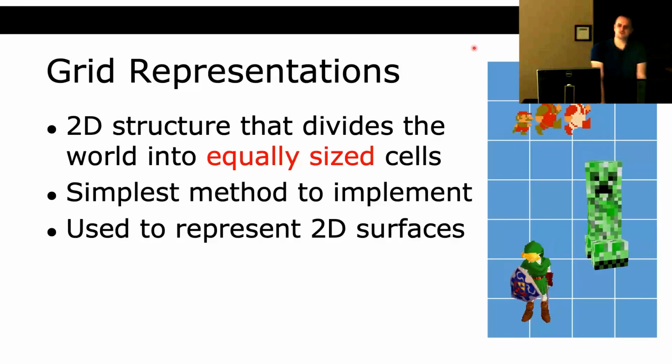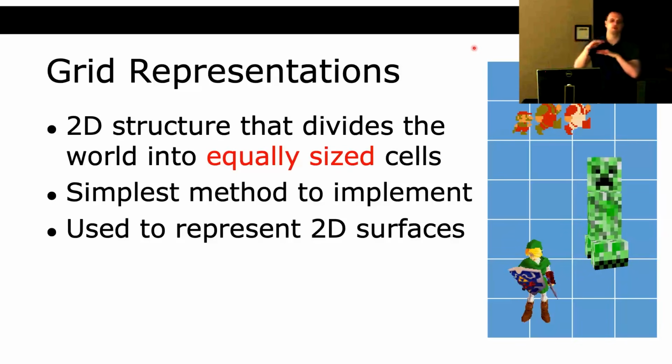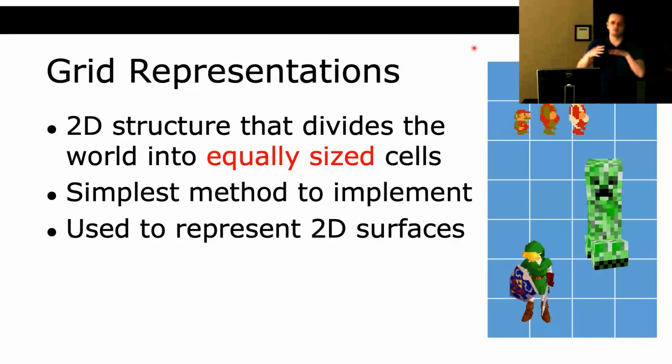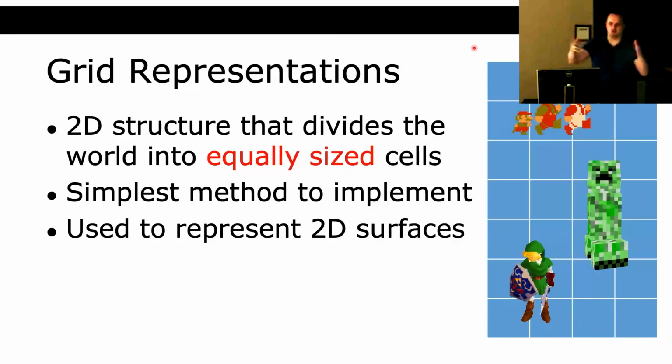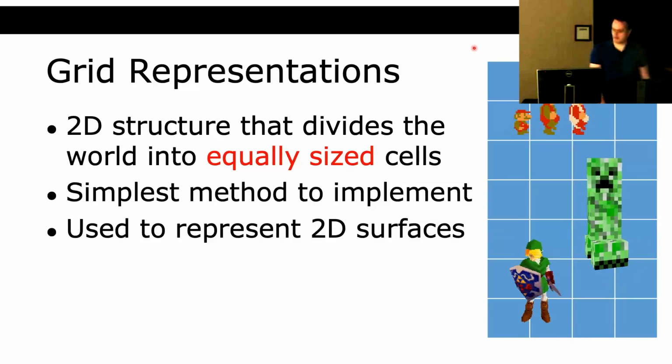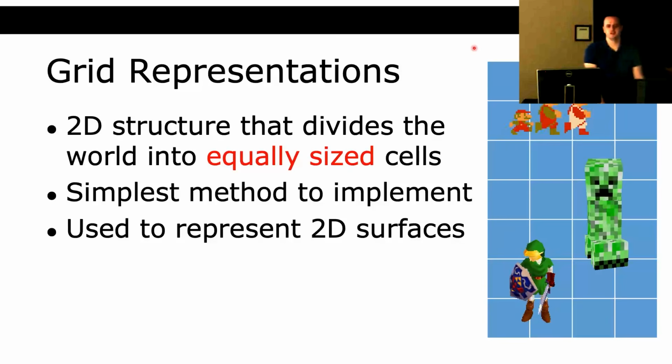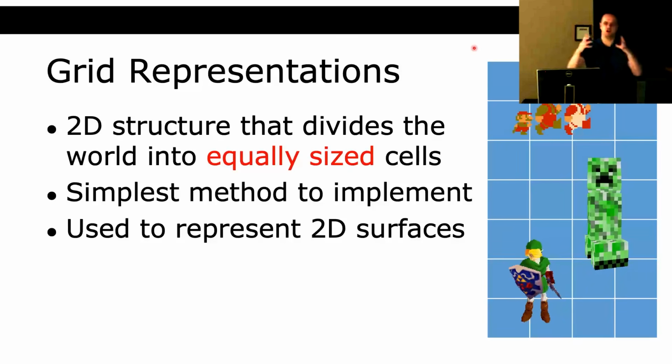And essentially they're used to represent two-dimensional surfaces. Those surfaces, as we'll see, typically don't have to be completely flat, but you can't have things on top of other things if you want to just represent them as a 2D grid. So grids do have a limitation that if there's complex 3D structure to your environment, then you probably can't just use a simple grid. Or you would have to use multiple grids, one for each level of that 3D structure.